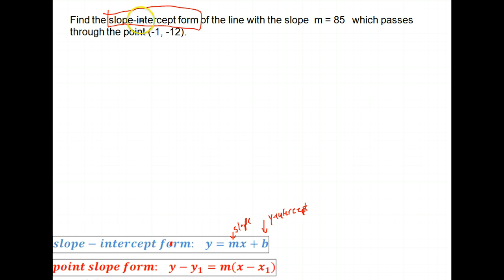Okay, so when it says slope intercept form, we still start the same way. I'm going to go by what your textbook does. There are other ways to do this, but I'm going to use the method your textbook uses. It says first you start with point slope form, because that was fairly easy to do.